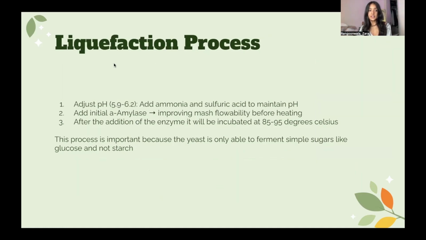Looking more into the liquefaction process, to do this, you'd have to adjust the pH of the starch, which means you'd have to keep it at 5.9 to 6.2. To do that, ammonia and sulfuric acid is added to maintain the pH. After that pH is maintained, this is when you add initial alpha amylase, which improves mash flowability before it's heated. After the addition of the enzyme, it's then going to be incubated at 85 to 95 degrees Celsius. This process is very important because yeast is only able to ferment simple sugars like glucose, not starch, like I said before. So then that glucose will be fermented into gas.